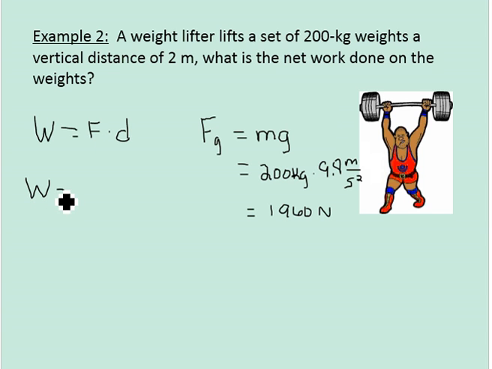So our work then is going to equal our 1,960 newtons. We displace it 2 meters. So as a result, the amount of work done is 3,920 Newton times a meter, which is a joule.